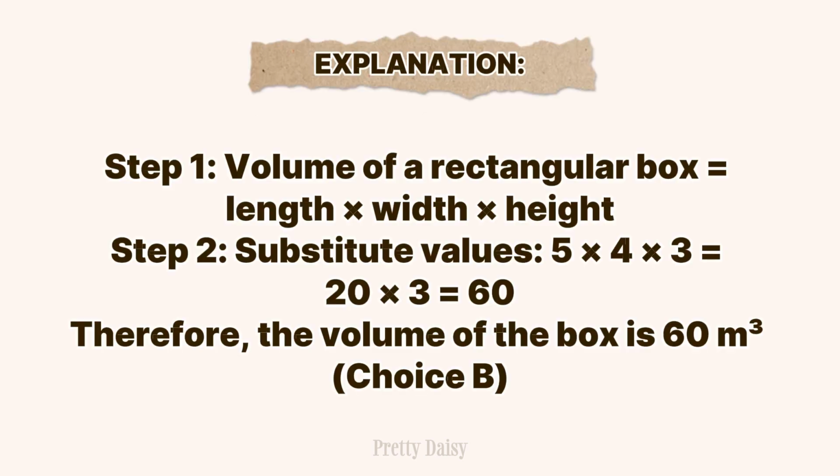Step 1. Volume of a rectangular box equals length times width times height. Step 2. Substitute values. 5 times 4 equals 20, times 3 equals 60. Therefore, the volume of the box is 60 cubic meters.